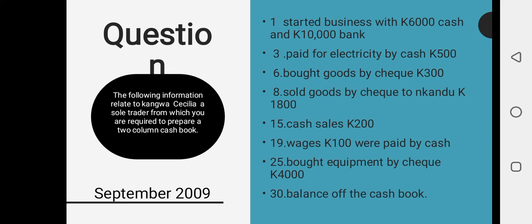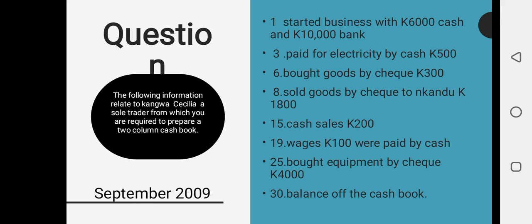That is very good. We move on to the transaction that was done on the 15th. Cash sales of how much? 200. So the cash account is being affected and we are going to do what? Are we going to debit the cash account or credit? Correct. We are debiting it with how much? 200 kwacha.